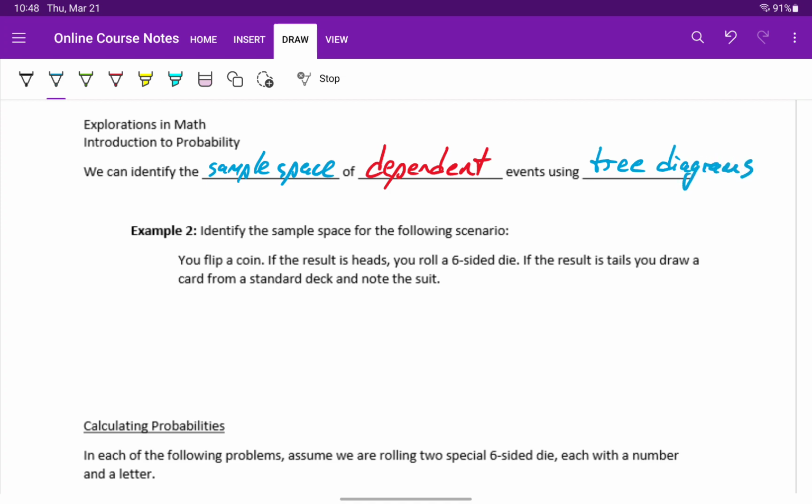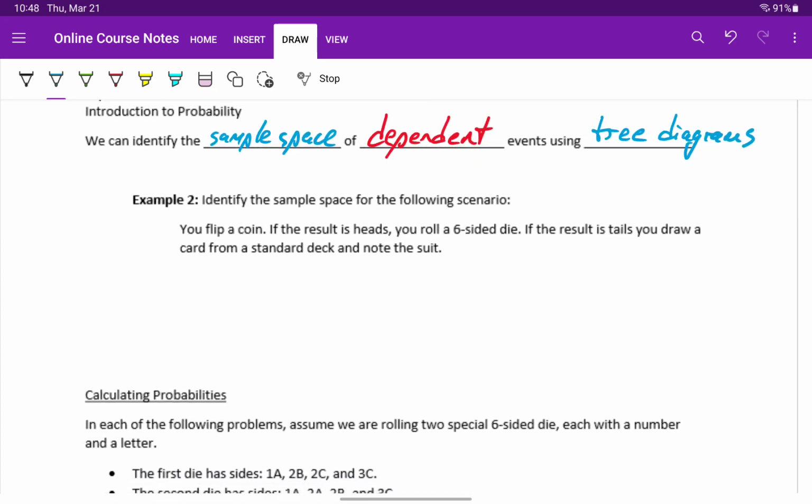In example 2, we have the situation where we first flip a coin. If the result is heads, you roll a 6-sided die. If the result is tails, you draw a card from a standard deck and note the suit. So to construct our tree diagram, what we do is start with a single point, and then we branch out to our first outcome, which would be either heads or tails.